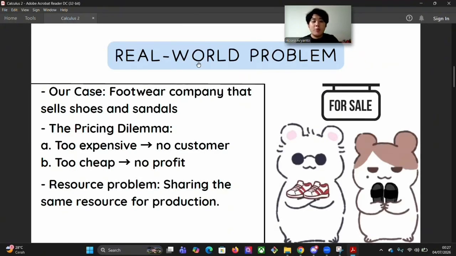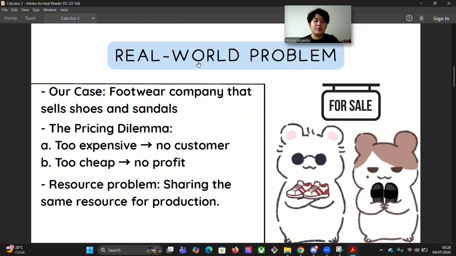On the other hand, both products are made in the same factory and share the same resources, such as machine capacities, the labor hours, and raw materials. So we cannot produce too much of one item, which will hamper the production of other items. Therefore, our main question is, what is the exact combination of shoes and sandals that we should produce to reach the highest peak of profit?